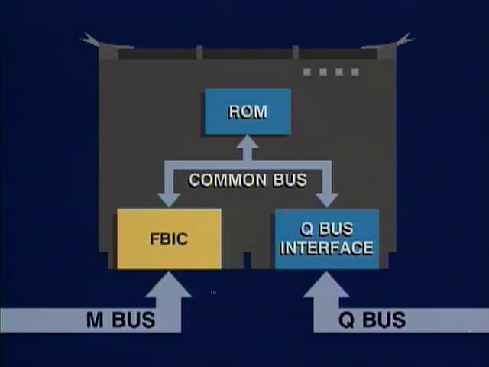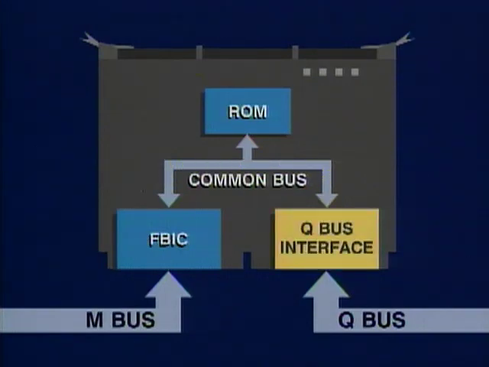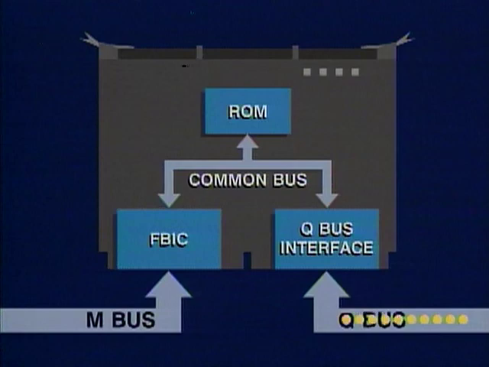During a data write, data passes through the FIBIC, where it is translated to common bus data. Then it is passed over the common bus to the Q-bus interface, where it is translated into Q-bus data for use by the appropriate Q-bus device. During a data read, this process is reversed.